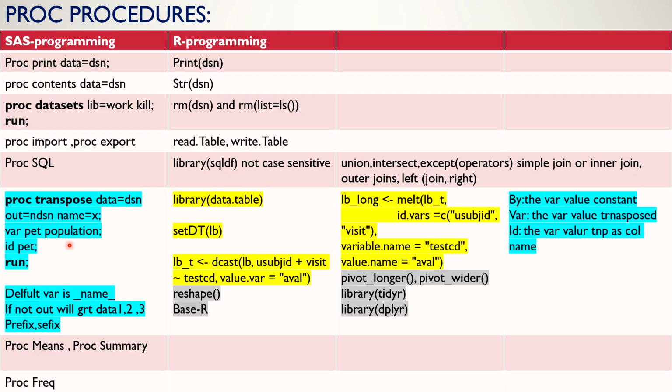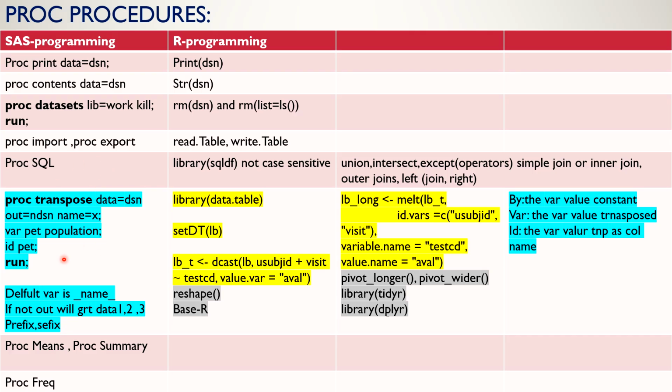Okay, here proc transpose. In SAS programming, to convert columns into rows or rows into columns, we write the proc transpose code. So proc transpose data equal to dataset name; run. By default it will transpose all numeric variables. But before transposing you need to sort the data, otherwise you will get an error.